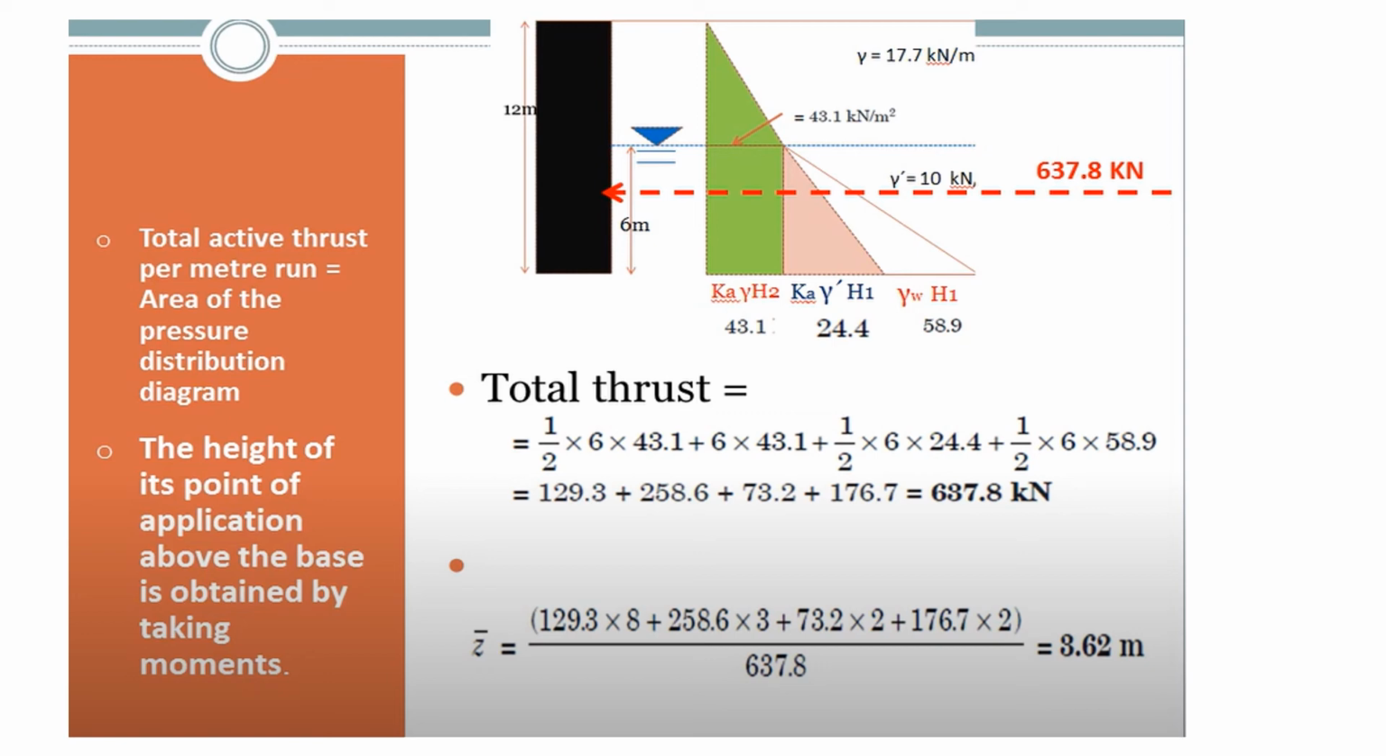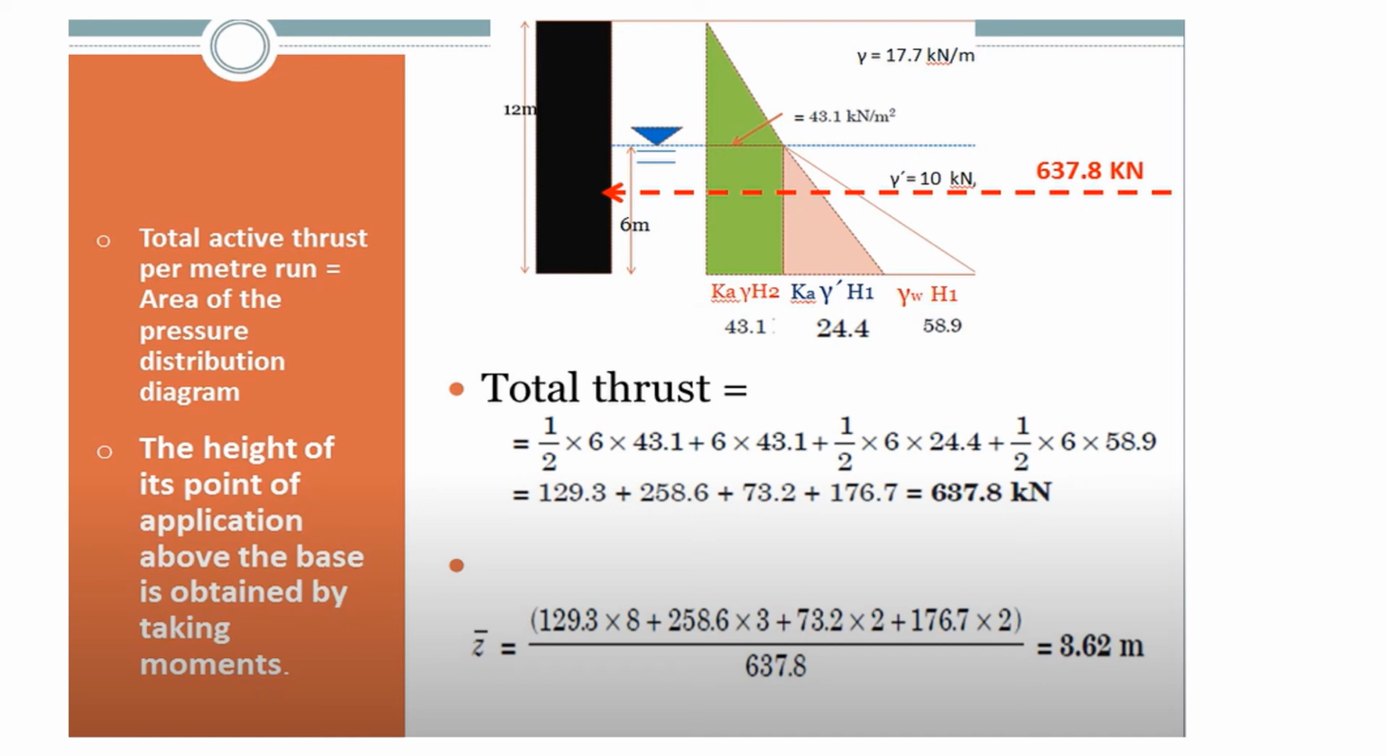Then the next triangle, which is the pressure distribution diagram of the submerged soil, and for that 1 by 2 BH, 1 by 2 into 6, which is the height of this soil, into 24.4, which is the pressure, that is the base of the triangle, plus another triangle, that is the pressure distribution diagram for the pore water, and for that 1 by 2 into 6, which is the height of the water table, into the base of the triangle, which is gamma W into H1, 58.9. In this way we are getting the total force acting on the retaining wall.